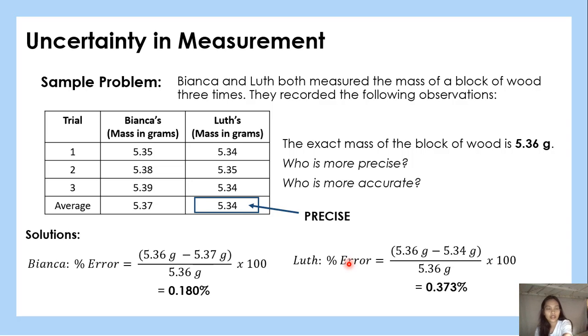Now, we have here the solution. So we have Bianca's percent error, which is the true value minus the experimental value all over the true value times 100. So we obtained here 0.180% for Bianca's percent error, and 0.373% for Lutz's percent error. Since this is about percent error, the least percent error means the more accurate result. So that is why Bianca's results are considered to be the more accurate one.